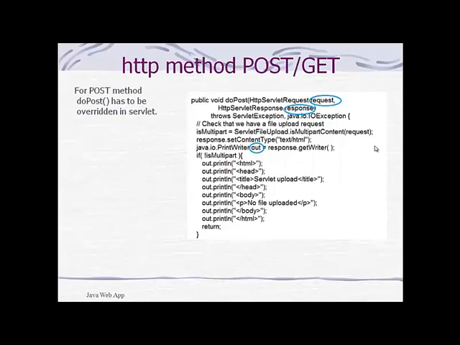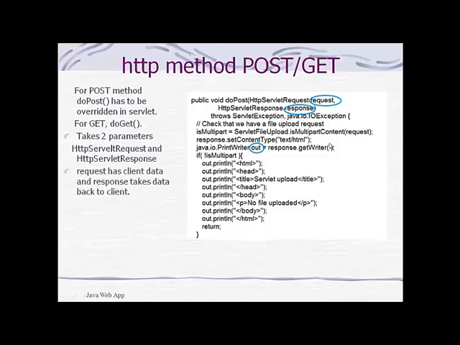For post method, you need to use doPost, override that. Forget doGet. HttpServletRequest and HttpServletResponse are two parameters passed to the doGet or doPost. Request has client data and response takes the data back to the client. They are carriers of data. Get the writer from response and write into it in HTML syntax. So this is what we did. Get writer. Set content type as text/html.